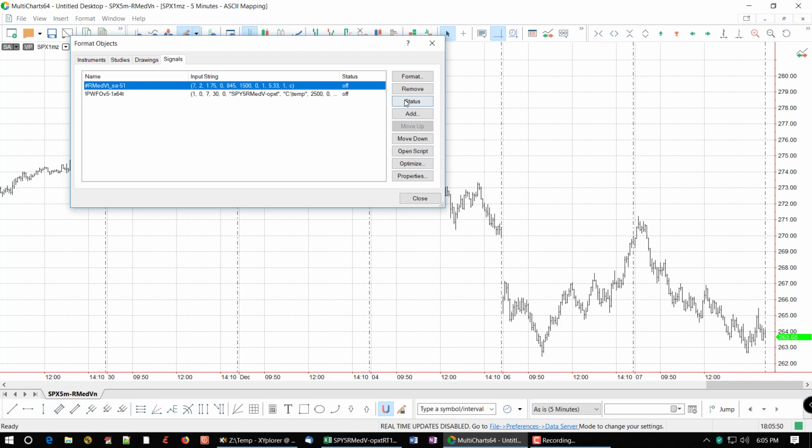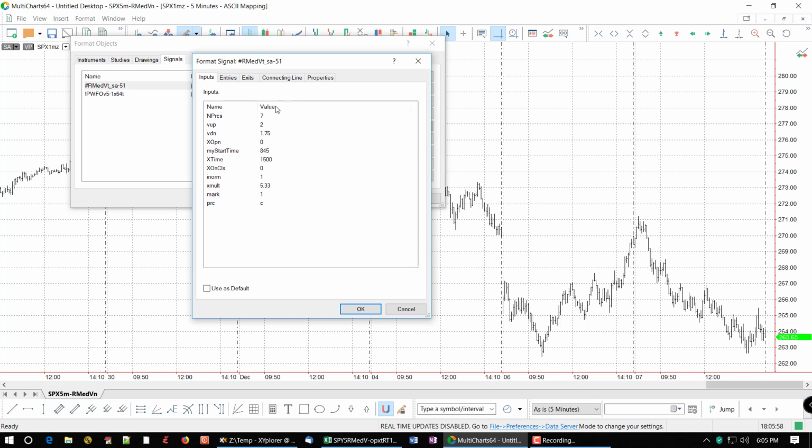They're both off, so I'll turn them both on. First, we have to format the strategy to make sure that it has the same values as the optimum inputs that the Walk Forward Input Explorer found. In this case, it does. It has the number of prices of 7, V up 2, V down 1.75, and start time 8:45. The rest were fixed, so there are no consequence.